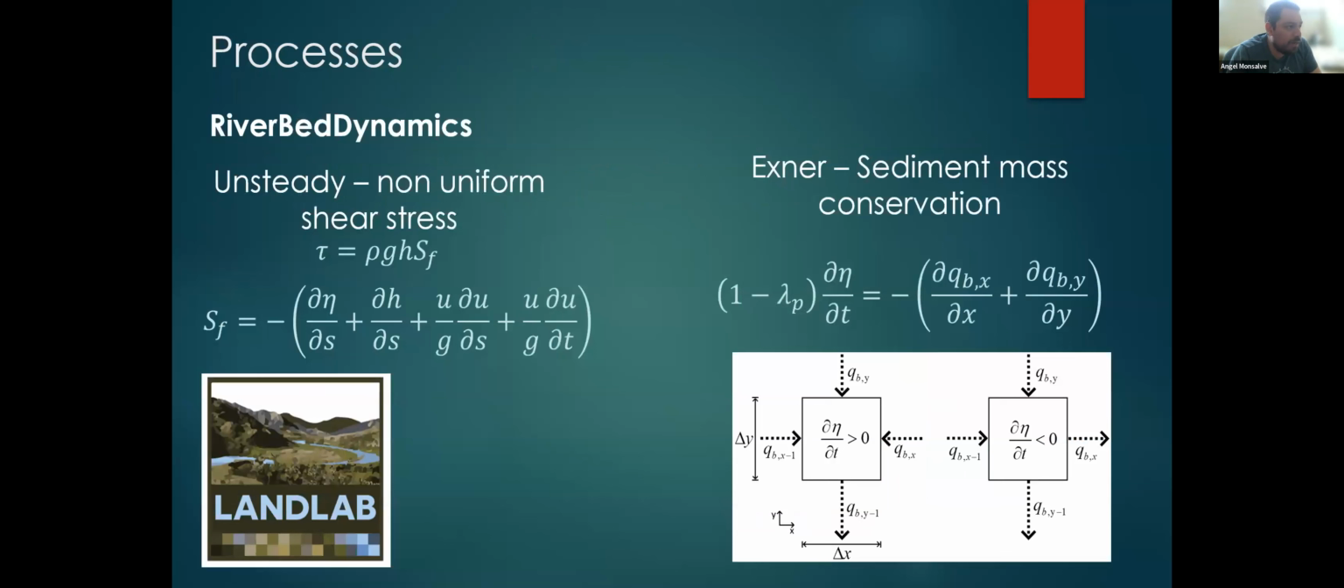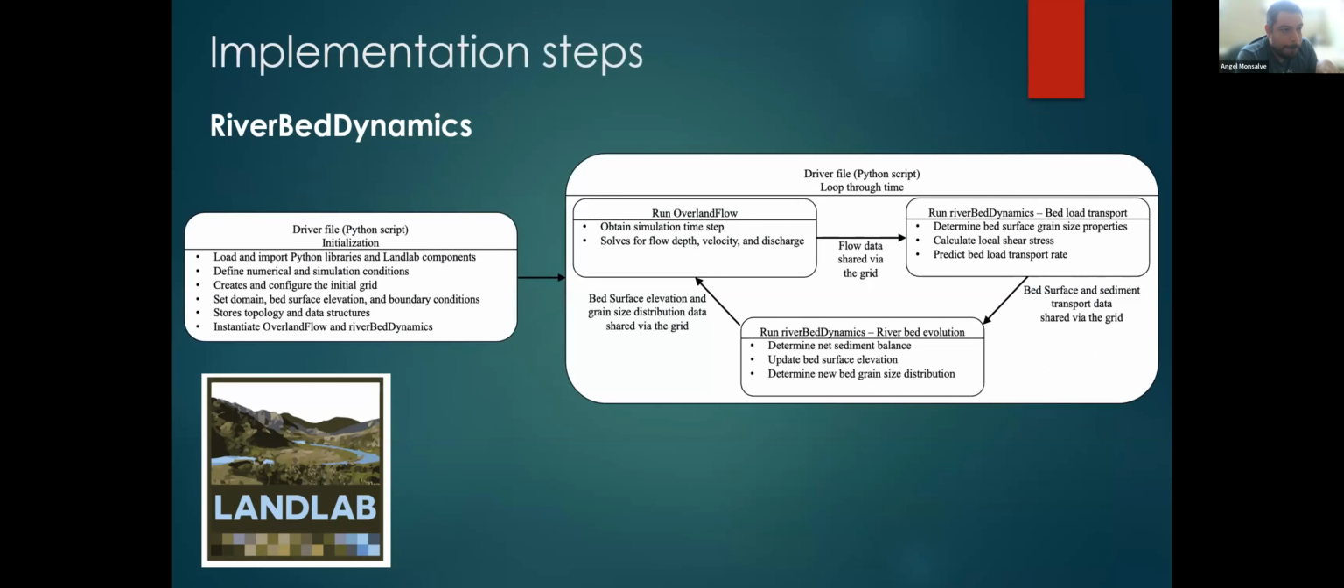And in the core of RiverBedDynamics, we solve the Exner equation for sediment mass conservation at a local scale. In this sense, it means on every single cell within the Landlab grid. And we use as an input the unsteady non-uniform shear stress, which considers the changes in topography, local changes in water depth, and also flow velocity. This was explained in the previous presentation. Basically, within the Landlab environment, different models are coupled in a driver file, and you run one model, then you run another, and they start talking to each other within the time loop. That's mostly how they work.